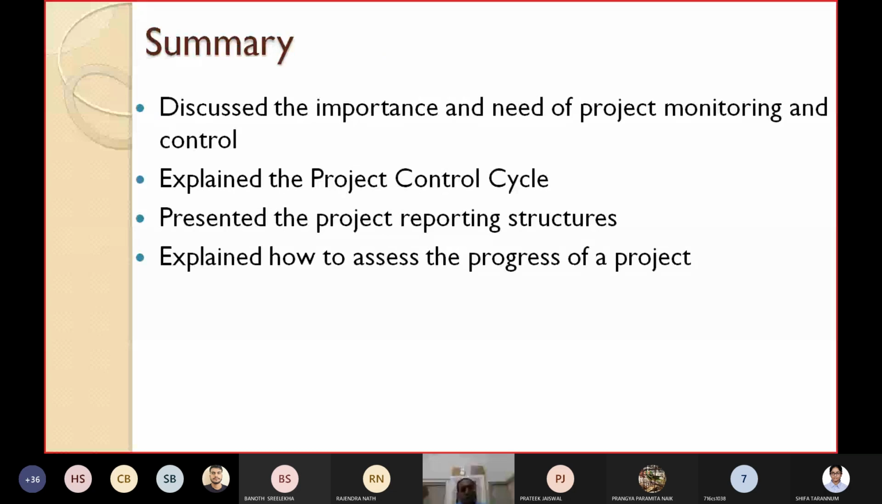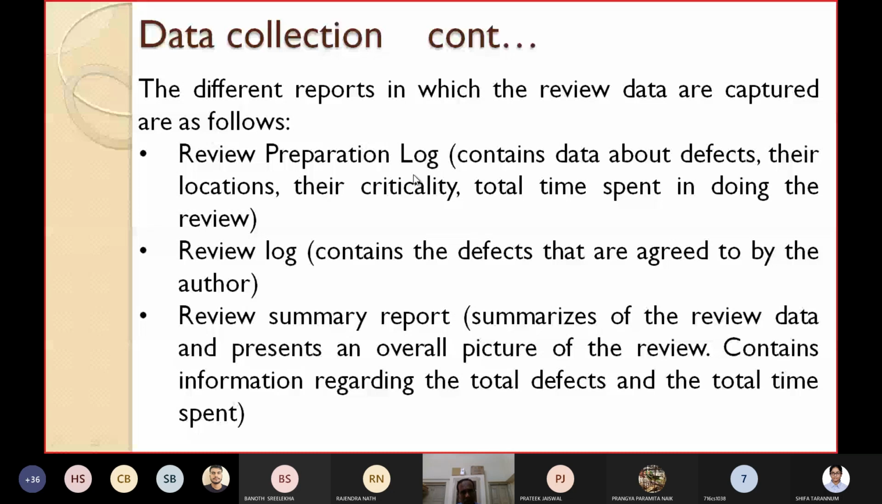One is the review preparation log. So this review preparation log, what does it contain? It contains data about the defects, their locations, their criticality, total time spent in doing the review, etc. This will be the review preparation log.